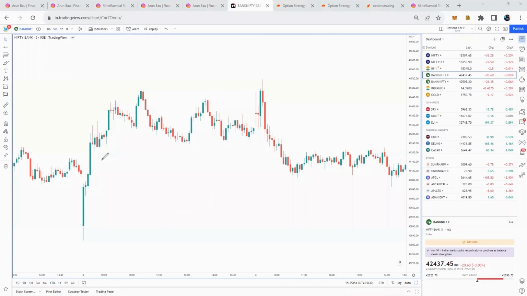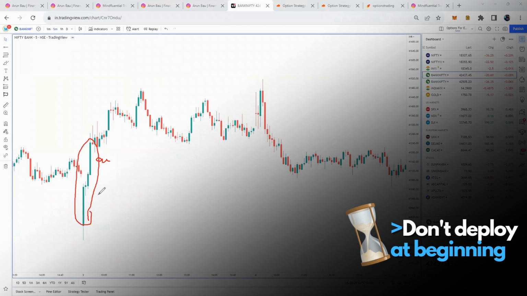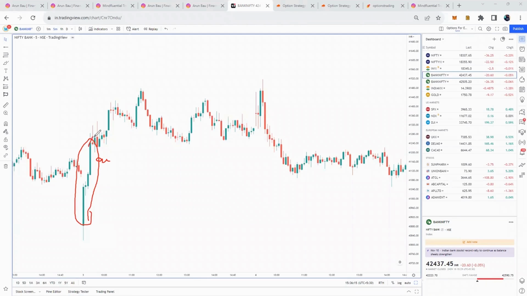What happens is, let's say around 9:30. So what is the time here? Before 10 o'clock, you can do it. Let's imagine you did it at around this area. My suggestion would be, whenever you see big bull candles, don't deploy at the beginning. Don't deploy at 9:10 or 9:20 or 9:30. Wait for some pullback, some consolidation before 10 o'clock. Try to deploy around that area.